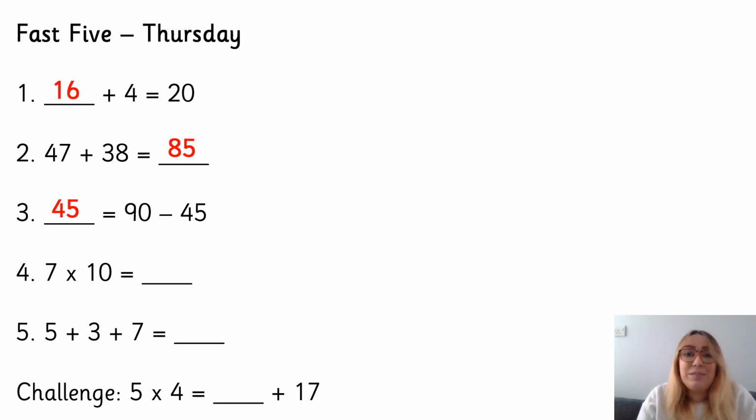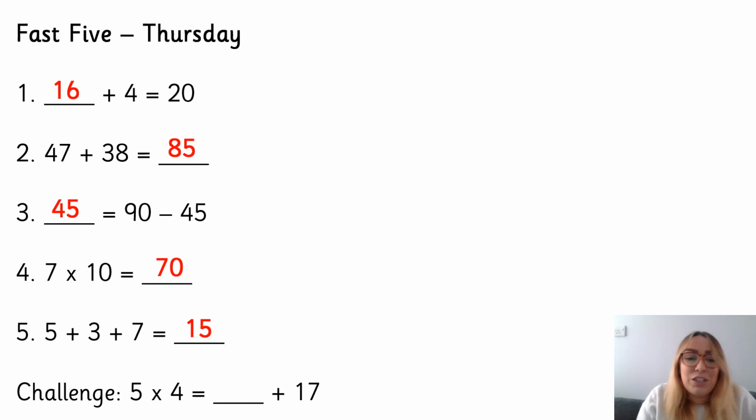Number 4, 7 times 10. You should know your times table, so you should know that is 70. And number 5, 5 add 3 add 7. Now remember, we are looking for those pairs of numbers that give us our number bonds, or a fact that we know. And I can see there I've got 3 and 7, and that gives us 10. The other number I've got left is 5. 10 and 5 is 15.